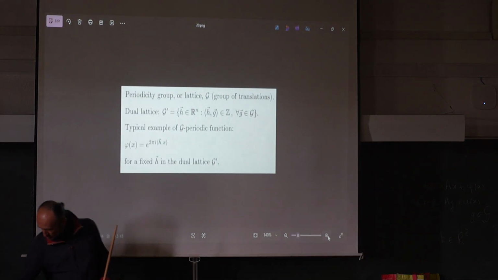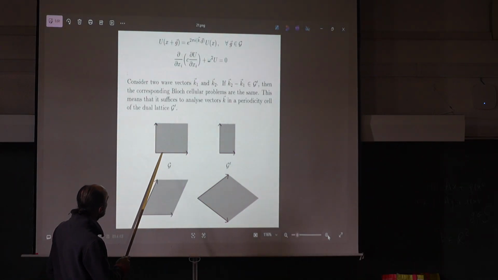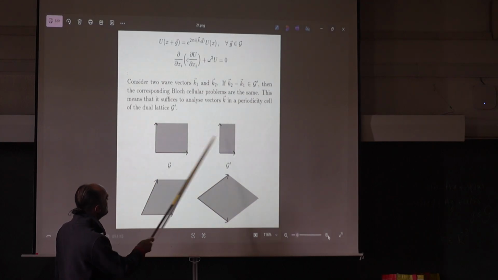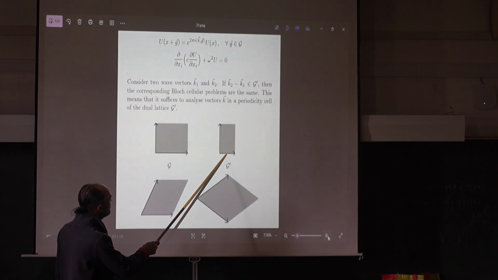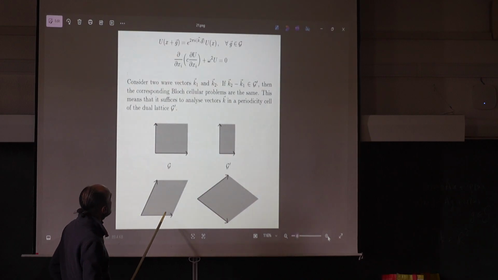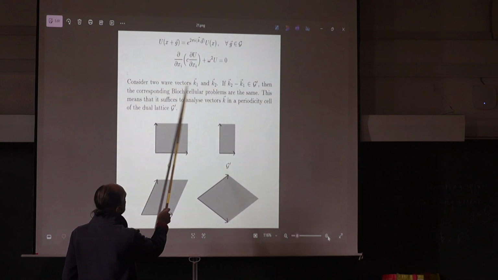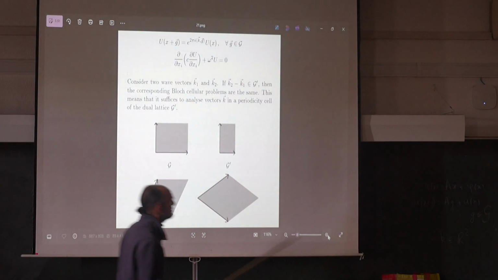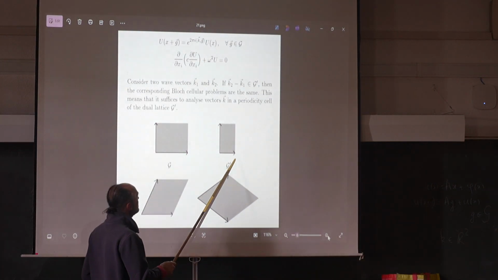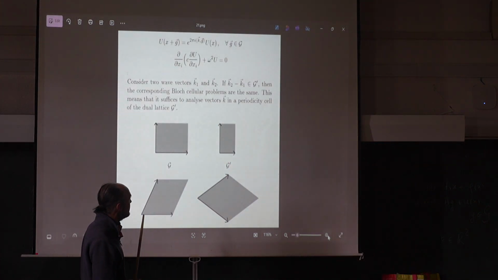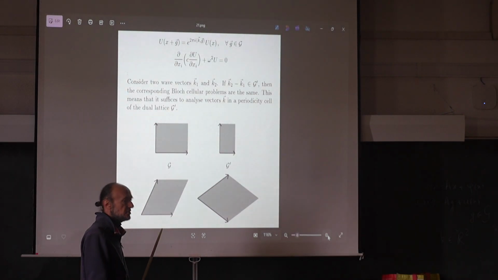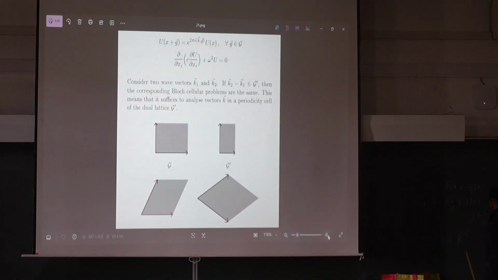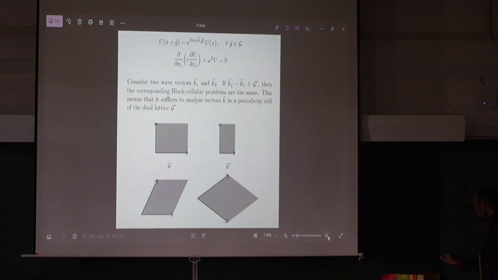And you can define something called the Brillouin zone. So this is the direct group, this is the periodicity group. This is the corresponding generators in the dual group, in the dual lattice. And you notice that if the difference between two wave vectors is in this lattice, then the corresponding Bloch problems are the same. There is no difference. So this is why you don't have to analyze K. You don't have to let K go to all of R2. You only need to analyze a periodicity cell in the dual lattice. So instead of analyzing all vectors, you look for all K's in a periodicity cell in the dual lattice.